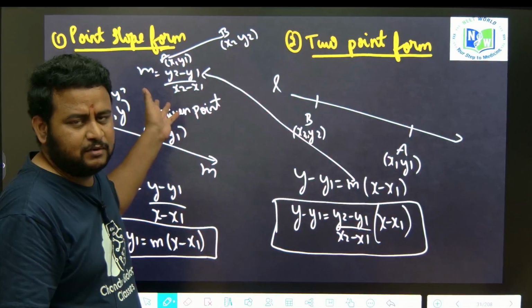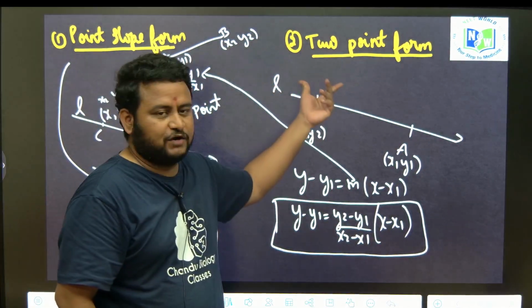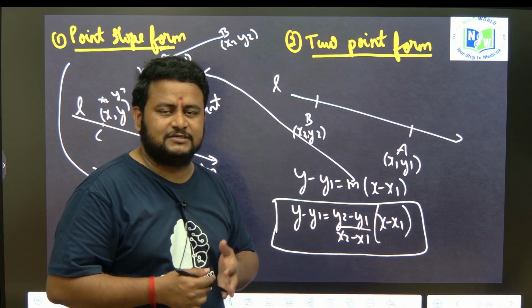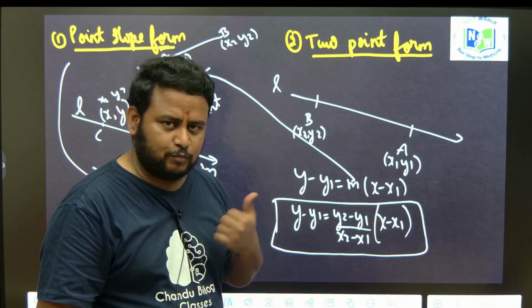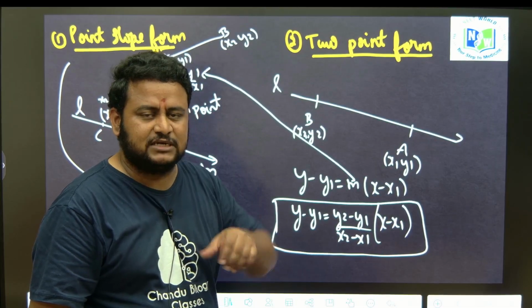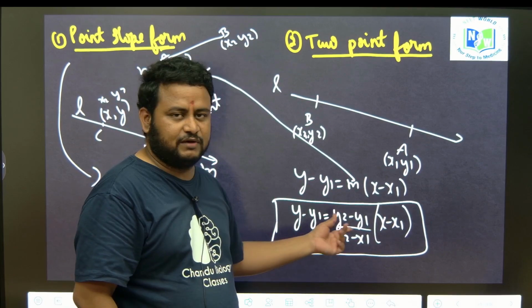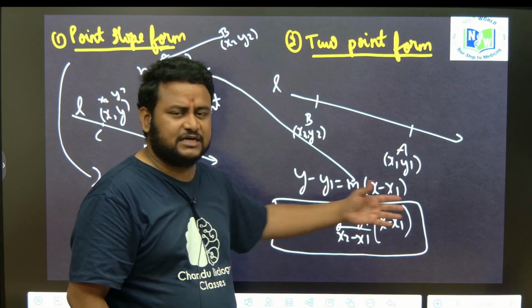This was the point slope form. Here it is the two-point form. Point slope form is given by y minus y1 is equal to m times x minus x1. In two-point form, instead of m, you write y2 minus y1 by x2 minus x1. So y minus y1 is equal to y2 minus y1 by x2 minus x1 into x minus x1. This is the two-point form. So let us proceed.